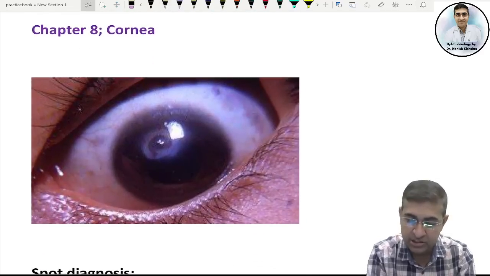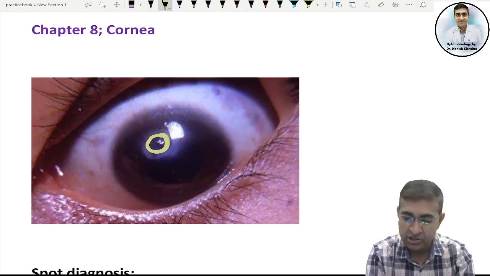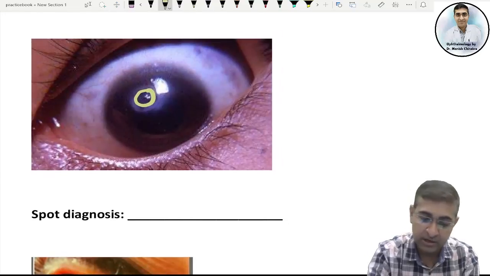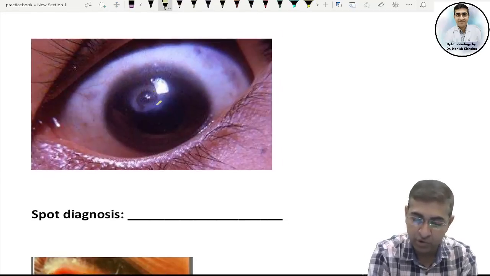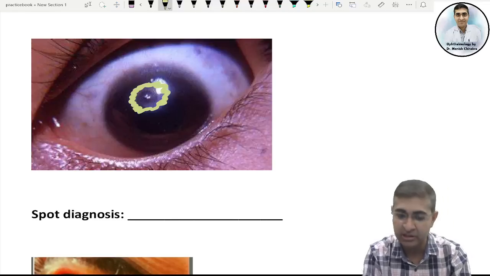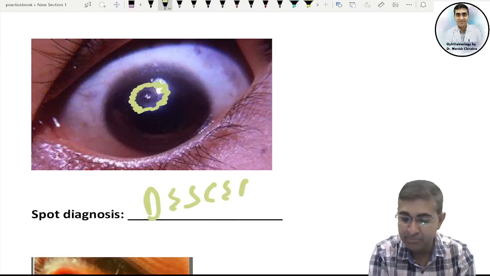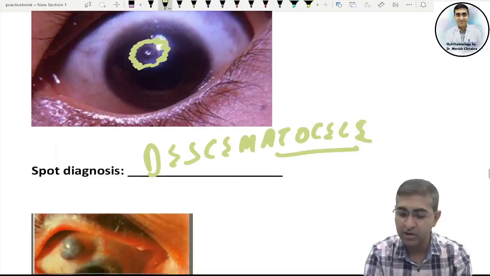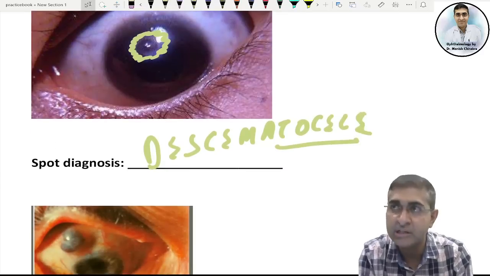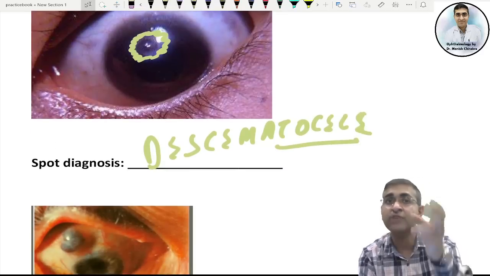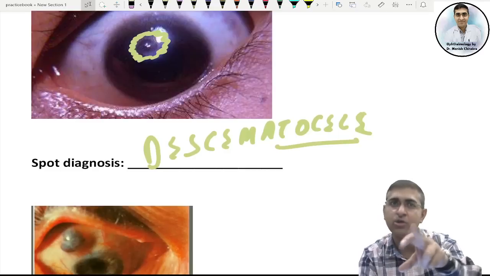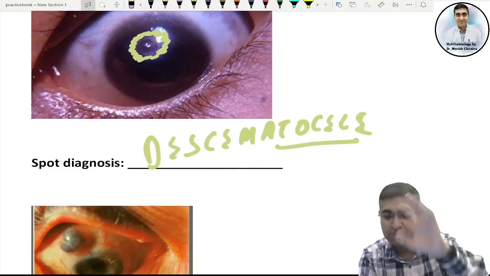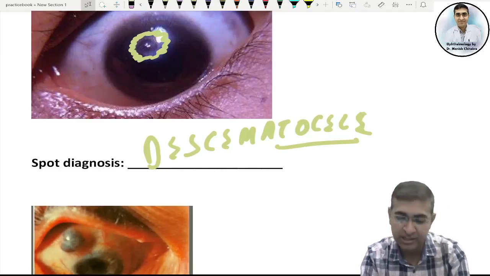Okay, now what is this? So you can see the central shiny thing. Spot diagnosis. Around it you can see that there is scarring, probably after a corneal ulcer, and you can see the central shiny thing. This is your descemetocele. Descemet's layer was regarded as the strongest layer of the cornea before the discovery of Dua's layer. Now, if Descemet's layer and Dua's layer are both in the options, you will mark Dua's layer. So descemetocele is when there is bulging of the Descemet's membrane.